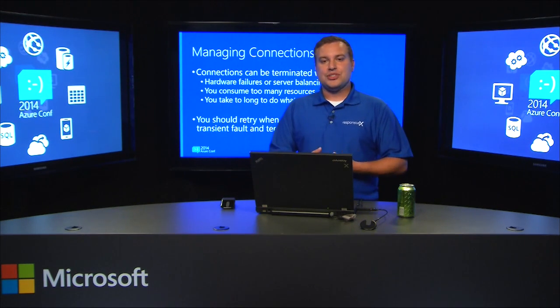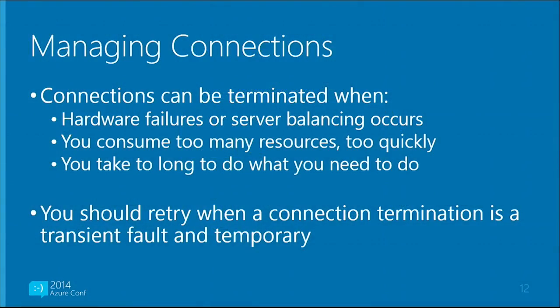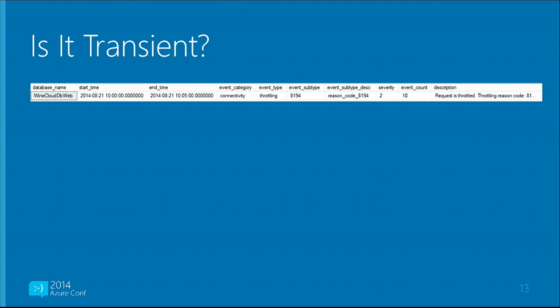And we can retry multiple times. And we refer to this scenario as a transient fault. And transient just means temporary. But we should retry whenever those transient faults occur. Now, how do you know if it's a transient fault?